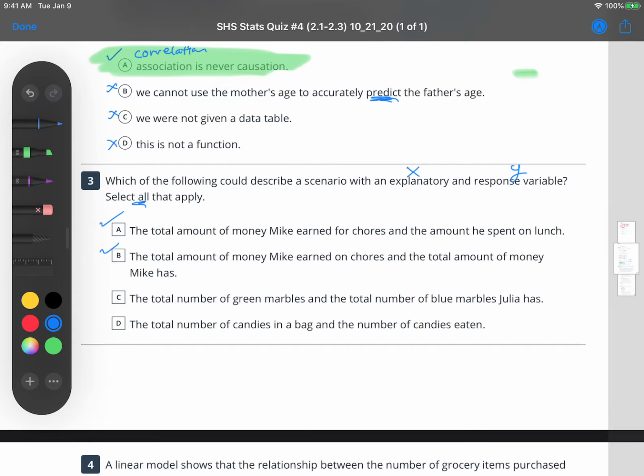C, the total number of green marbles and the total number of blue marbles Julia has. Does it give you more details about Julia? She can only have 10 marbles, or she's only limited? No, it doesn't. So the green should not affect the blue, and the blue does not affect the green. So this would be a no.